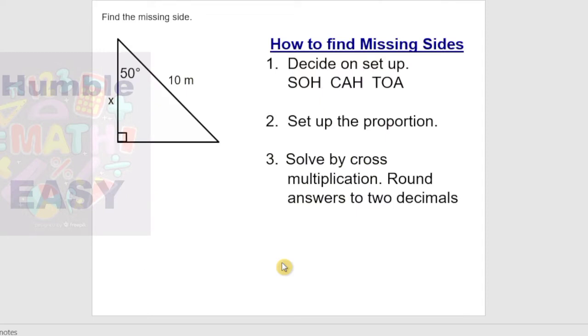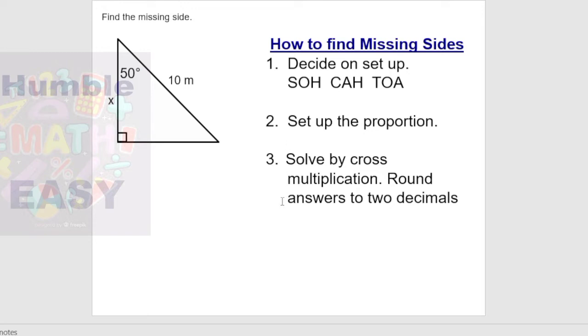For figure number 2, we have the given figure. The available angle is 50 degrees. We have x, and we have 10 meters. To solve for this, we find the missing side. We are going to decide first which among the three trigonometric functions to be used, and that is SOHCAHTOA. Then we set the proportion for the SOHCAHTOA being mentioned, for the desired value.